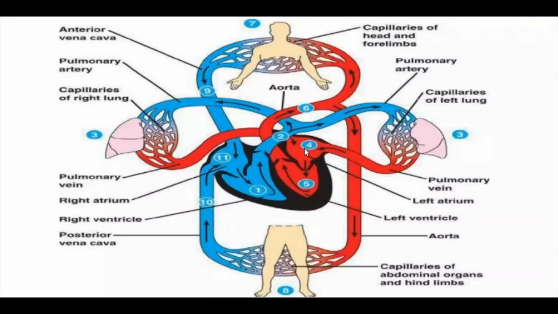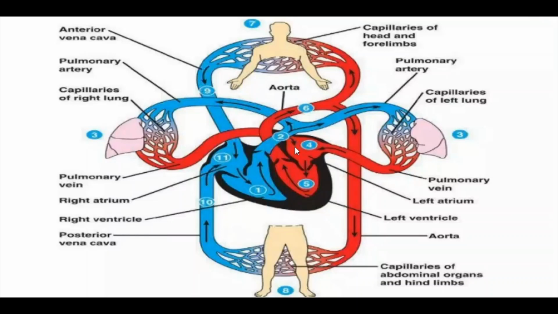Why is it known as double circulation? When the blood circulates twice through the heart, two times. This is the one way, here to here, and here to here. Is there another way? This way. So the blood circulates twice through the heart in one complete cycle. Through the heart twice, but in one complete cycle, that is known as double circulation.